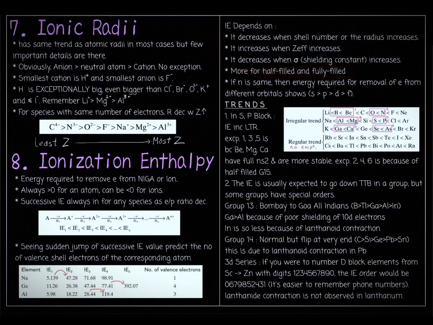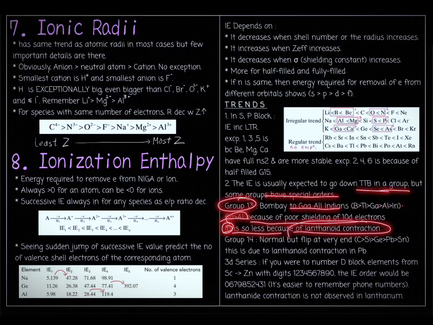And if we talk about groups, the ionization enthalpy is usually expected to decrease. Less energy should be required top to bottom in a group, but some groups have special orders, like group 13. Bombay to Goa, all are Indians: B, Tl, Ga, Al, In. And gallium is greater than aluminium because of poor shielding, as I told you. And indium is so low because of lanthanoid contraction. It is at the last, you can see.